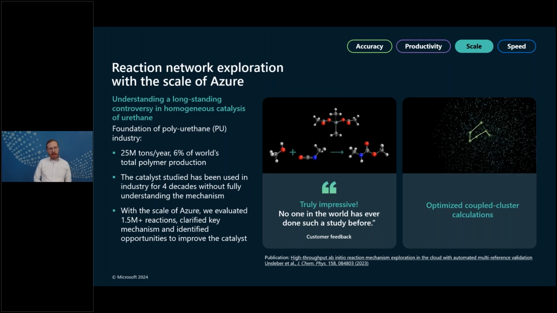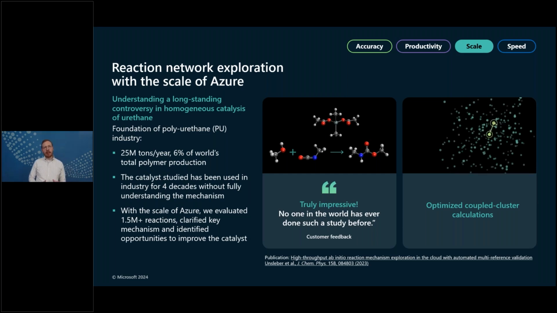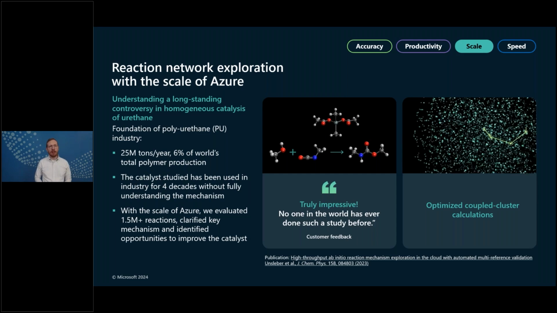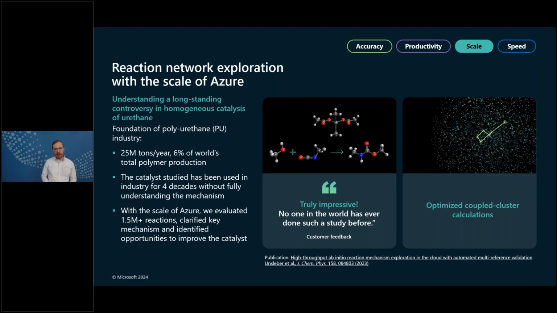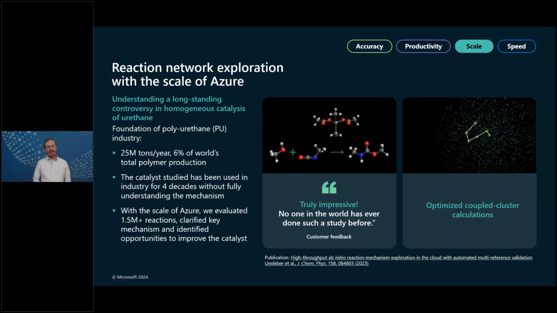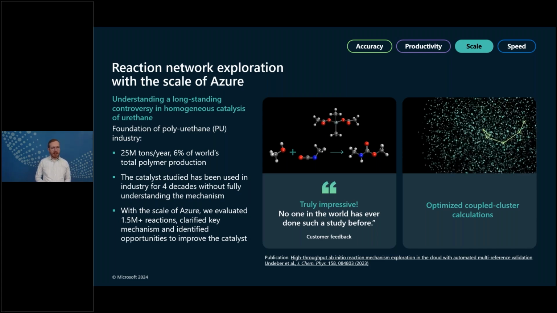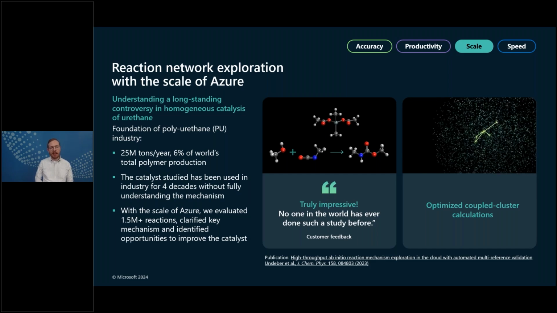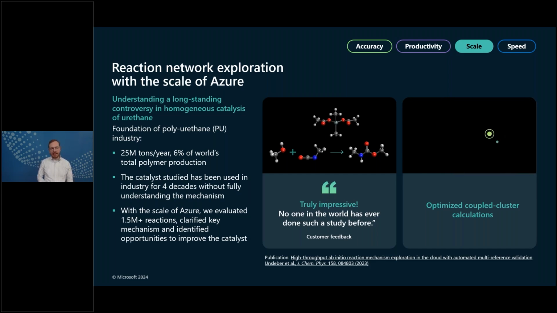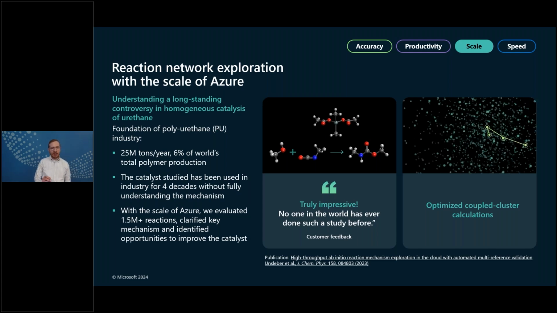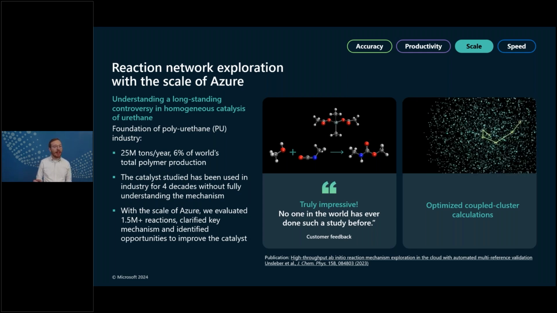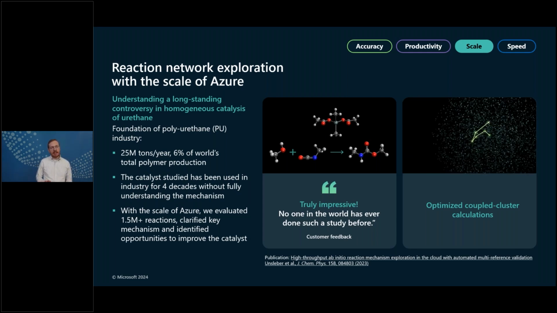So one example is a package that we have in the platform called AutoRxN. This came about as a collaboration between Microsoft, ETH Zurich in Switzerland, and Pacific Northwest National Lab. And the goal of this package is to be able to explore reaction networks. So if you consider this example on this slide here, this is the reaction of methanol with an isocyanate over a tin catalyst, like polyurethane, and it looks like a pen and paper reaction that you can write down. But the difference is that it's actually very complicated.